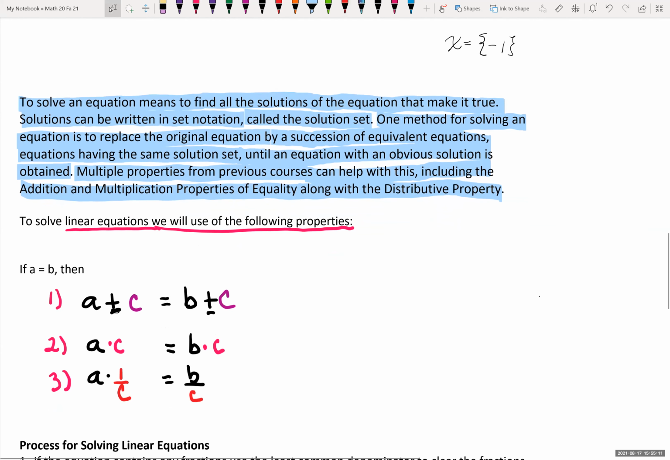So you have an example in front of you. It's 5 minus 2 times the quantity x plus 4, and that quantity is equal to 3 times the quantity x plus 4.